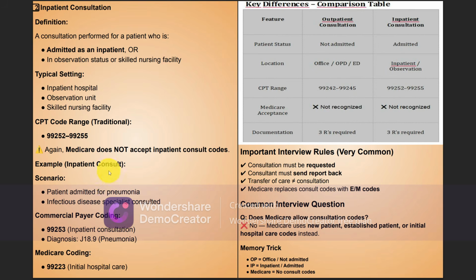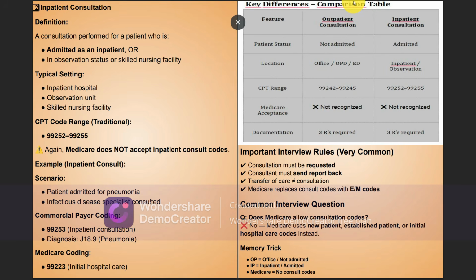Example, inpatient consultation scenario: patient admitted for pneumonia, infectious disease specialist consult. Commercial payer: 99253 inpatient consultation, diagnosis J18.9 for the pneumonia. Medicare: 99223 initial hospital care. So we are coding like that.